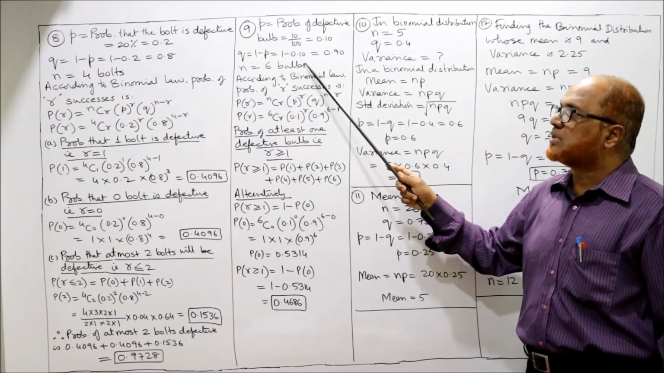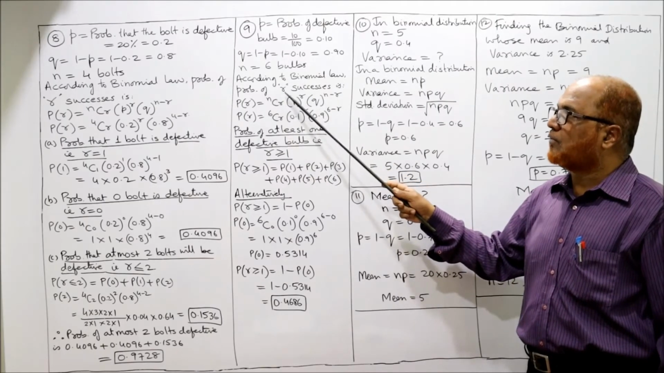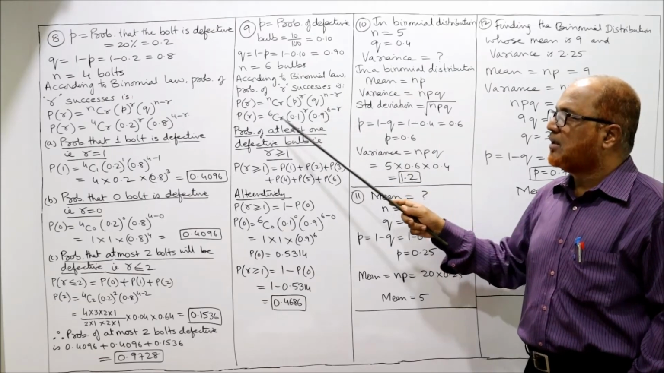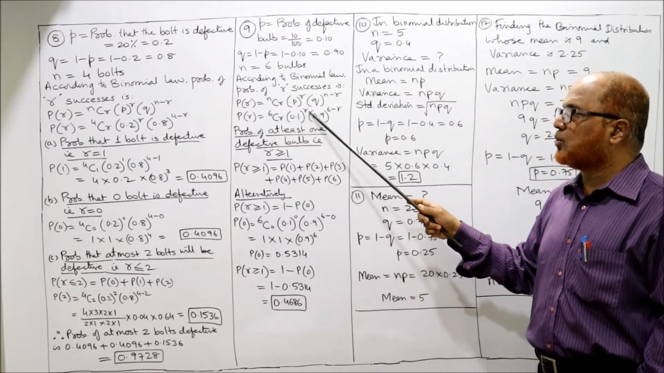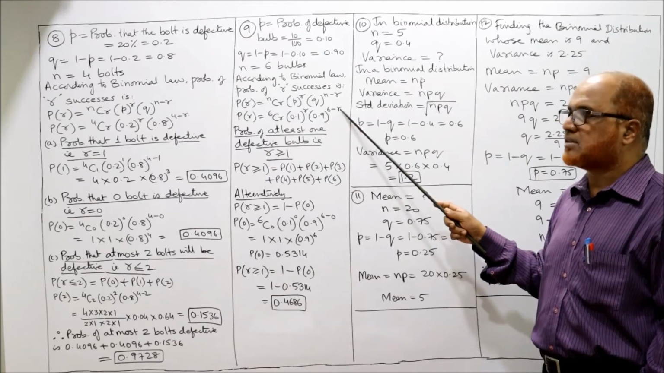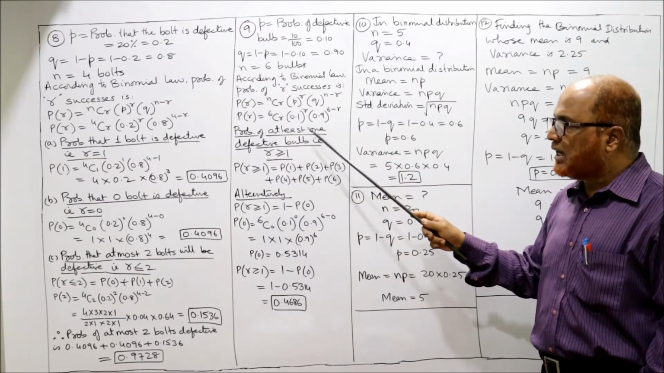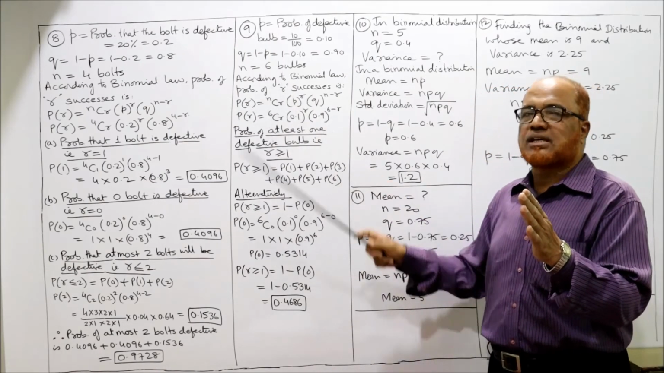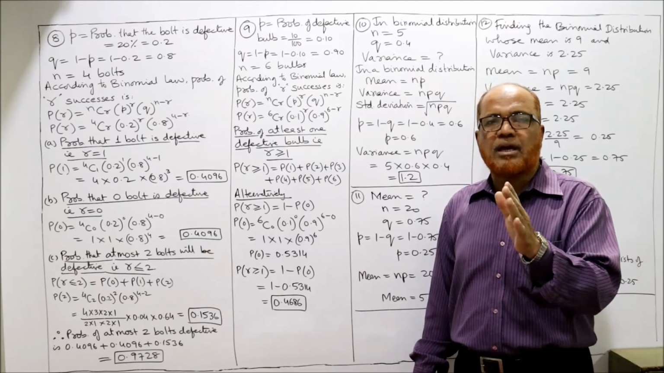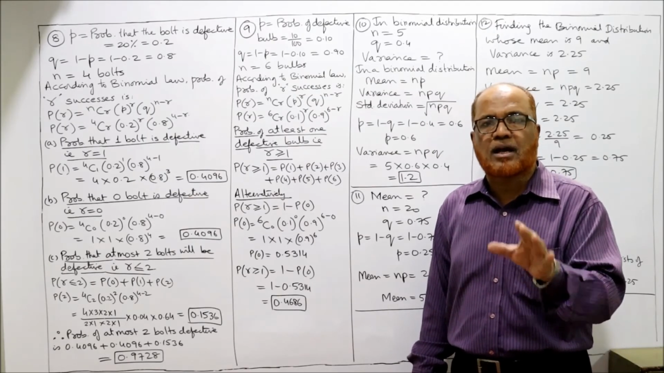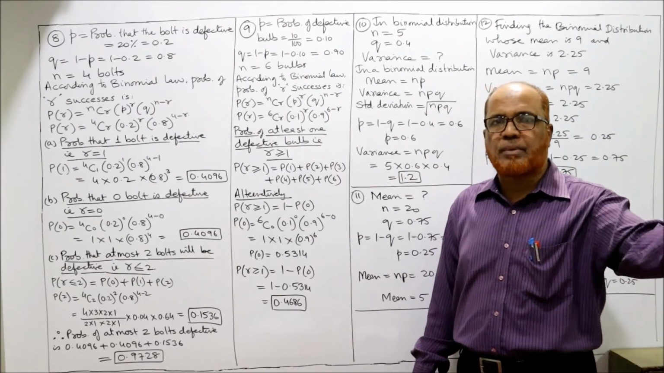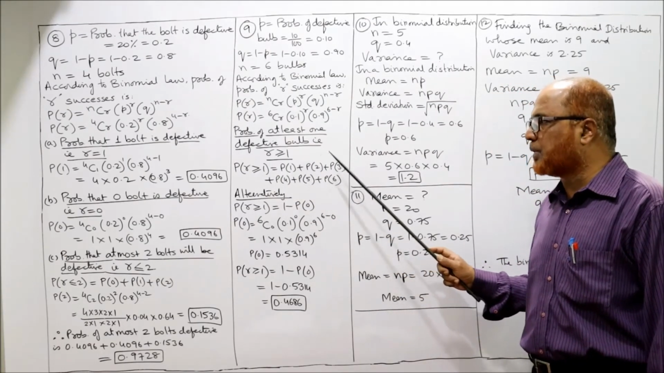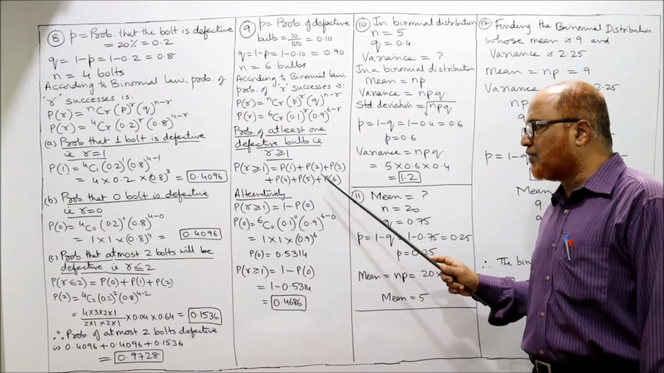N is equal to 6 bulbs. According to the binomial law, the probability of R successes is P of R equals NCR, P to the power of R, Q to the power of N minus R. So P of R is 6CR, 0.1 to the power of R, 0.9 to the power of 6 minus R. Then the probability of at least one defective bulb: at least one out of a total of 6 bulbs. It can be 1, 2, 3, 4, 5, 6, anything. So P of R greater than equal to 1 is equal to P of 1 plus P of 2 plus P of 3 plus P of 4 plus P of 5 plus P of 6.